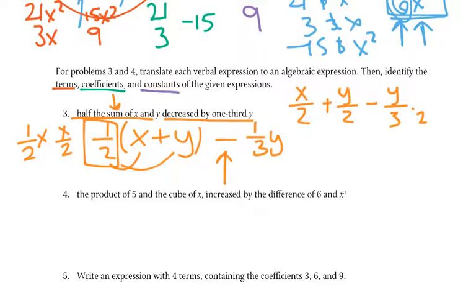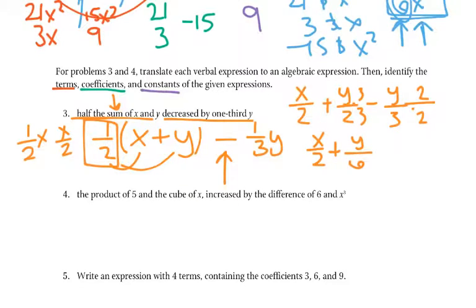So we times this side by 2. We times this side by 3. So we'd get x over 2 plus 3y over 6 minus 2y over 6. So 3 minus 2 would give us 1y over 6, or just y over 6.